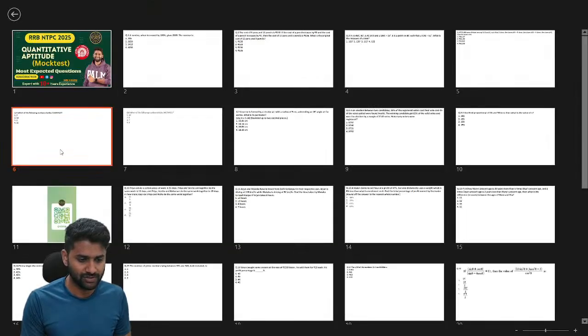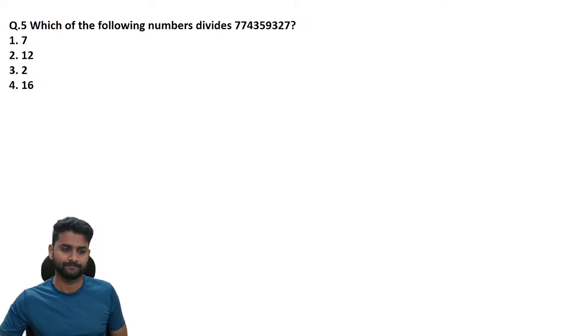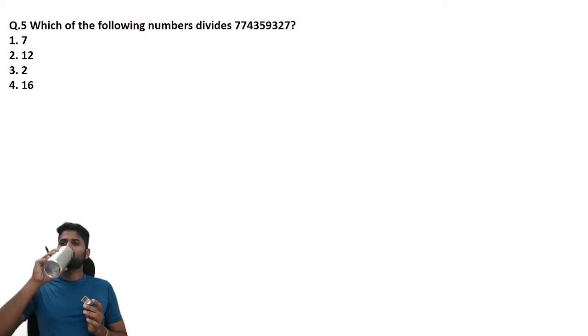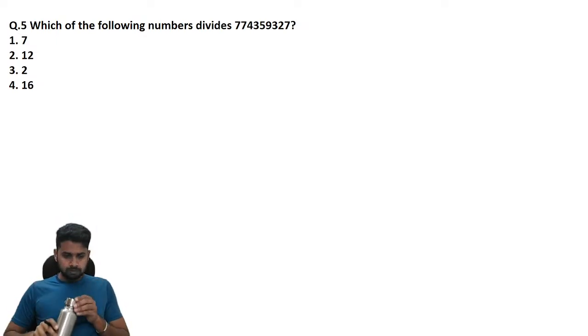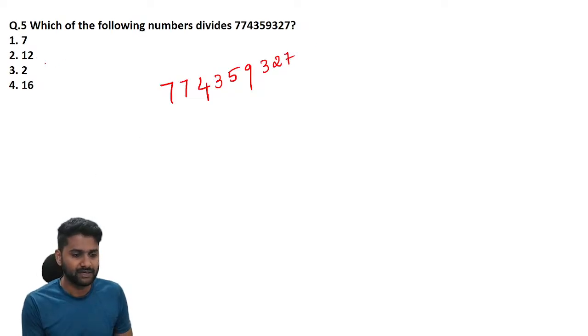Next, move on to the next question. It's all about the divisibility properties. 774359327. See, the divisibility property of 12.